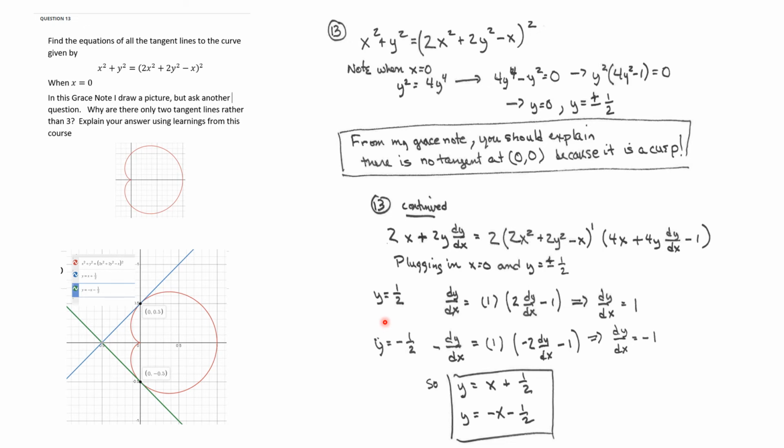When we plug in y equals 1/2, we find that dy/dx is 1. When we plug in y equals minus 1/2 into the equation, we find that dy/dx is equal to minus 1. And so our two equations are y equals 1/2 plus x and y equals minus 1/2 minus x. These are the two tangent lines, and this was the third part of the answer.